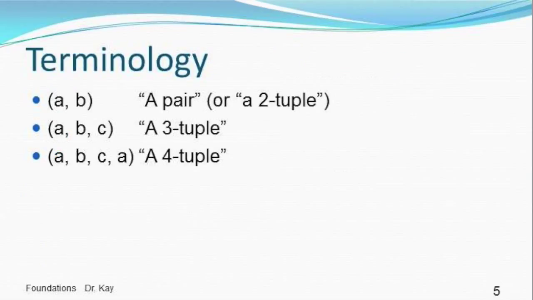Okay. Some terminology, we will often call a tuple with just two elements a pair. Otherwise, we might call it a two-tuple. Similarly, a tuple with three elements, we might occasionally call it a triple, but usually it's a three-tuple. And then we just keep going. This is a four-tuple, and you can have a 27-tuple and a 56-tuple if you want.